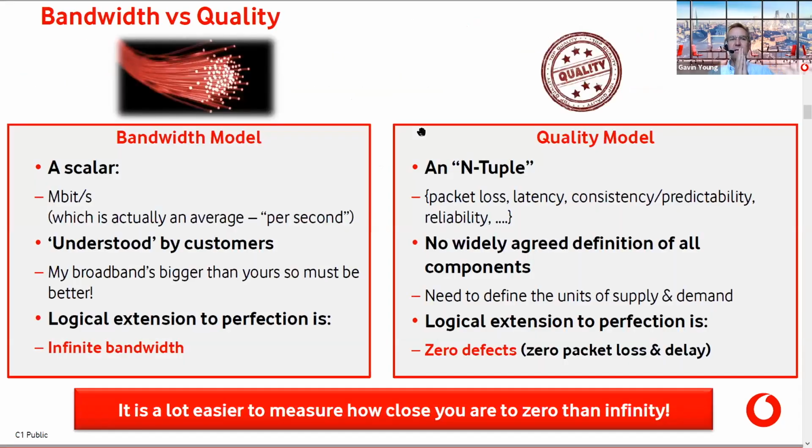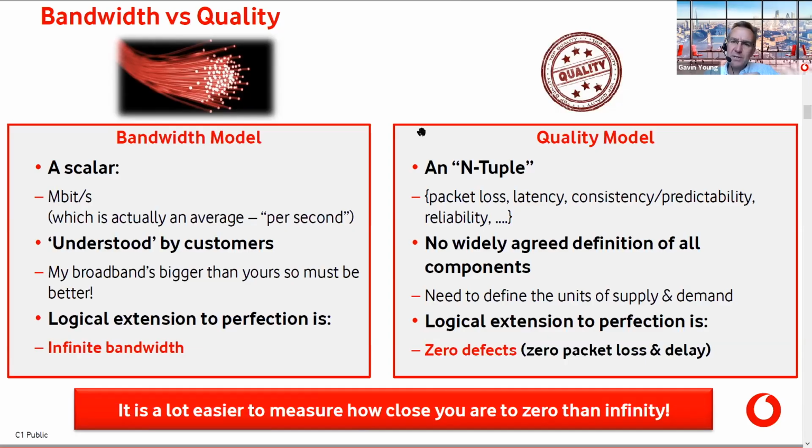And that's where we came across the quality model and quality attenuation approach. If we compare the bandwidth approach to the world of broadband and the quality approach, they're very different. The bandwidth model is a scalar. It's megabits per second or gigabits per second, which in itself is actually an average. It's per second, very simplistic, down to a single number. It is understood by customers today. My broadband's bigger than yours, my number's bigger than yours, so it must be better. Quite simple to get your head around. The logical extension of the bandwidth model is that perfection is infinite bandwidth. How do you make it better and better? You increase that bandwidth forever.